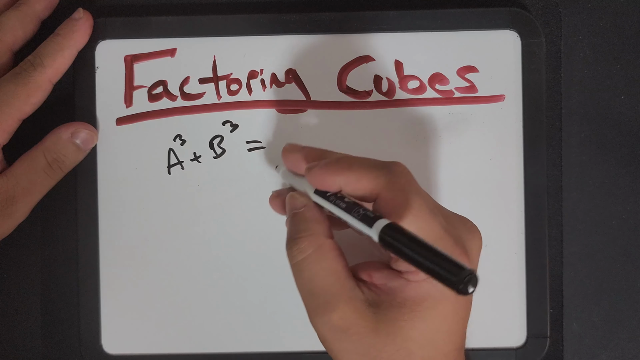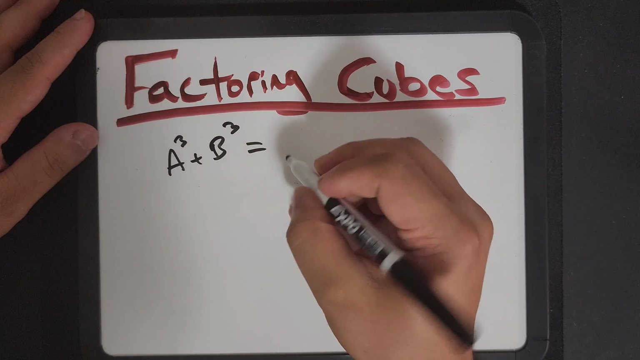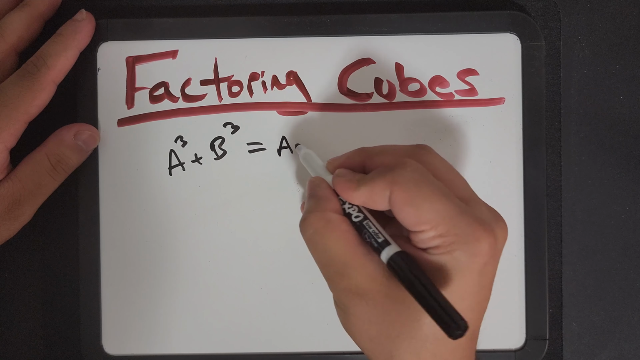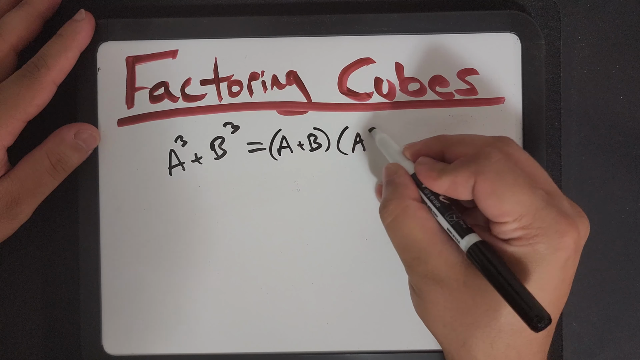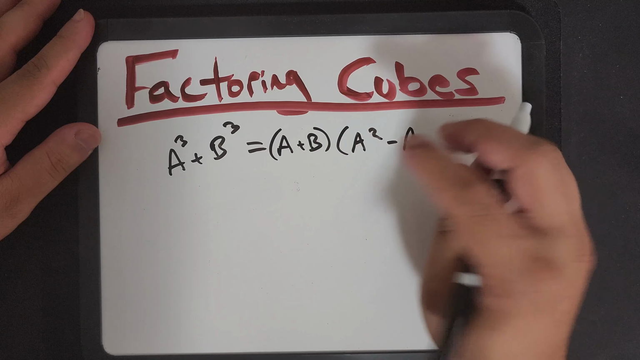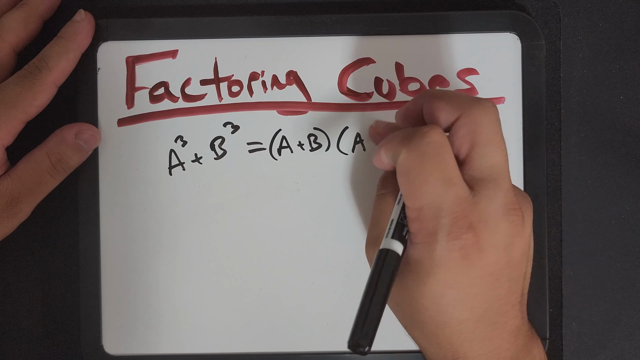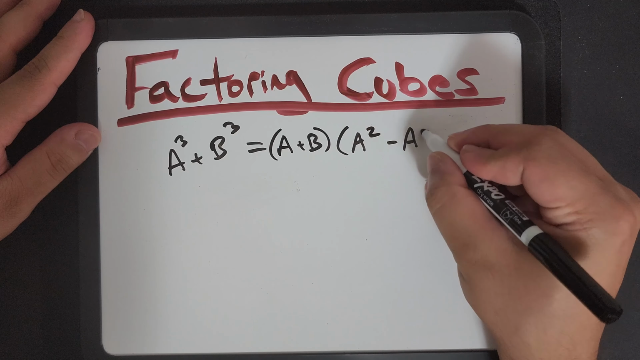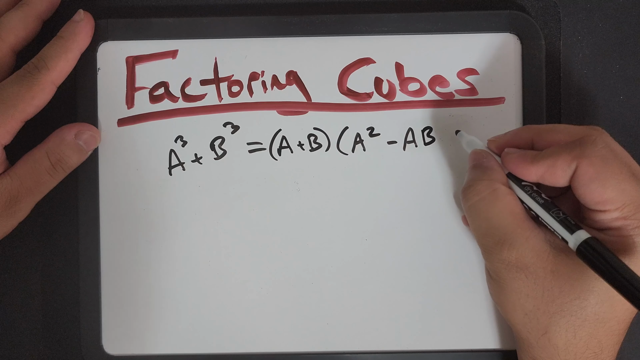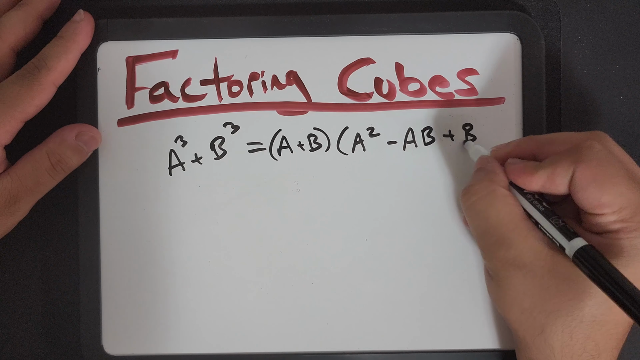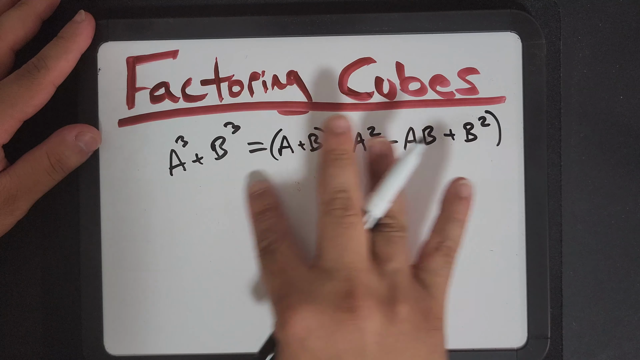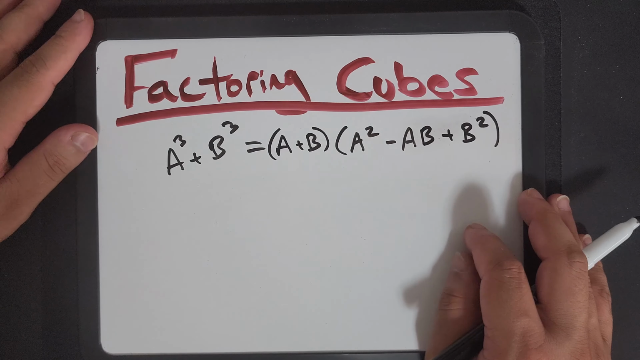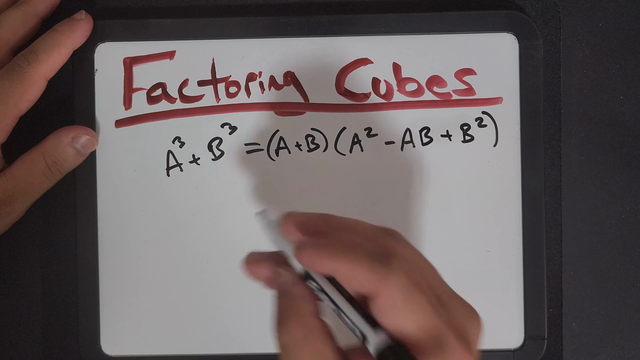a cubed plus b cubed is equal to a plus b times a squared minus ab plus b squared. And there you go. So let's tackle an example.